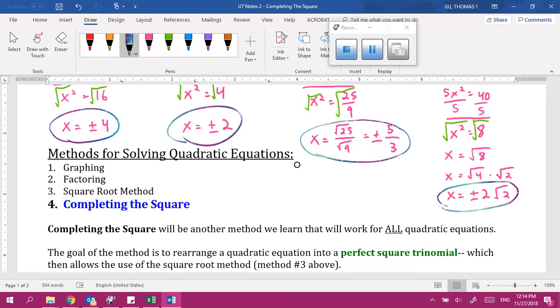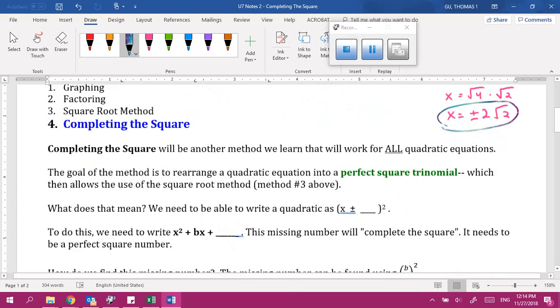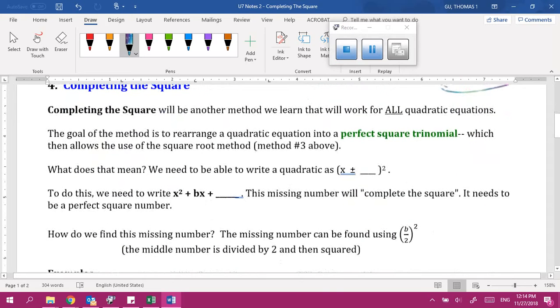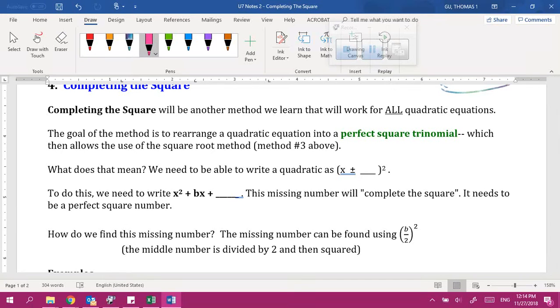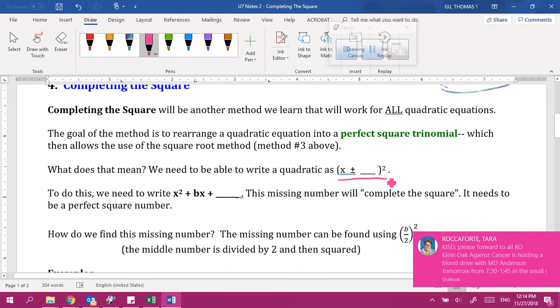But completing the square is very useful because it works for all quadratic equations. Factoring only works when the numbers work out well, right? Square root method, that's very rare occasions. And graphing, who likes graphing? So with completing the square, our goal here is to take a quadratic equation and rewrite it as a perfect square in the form of x plus something, squared. So we're taking a quadratic equation and making it into a perfect square.